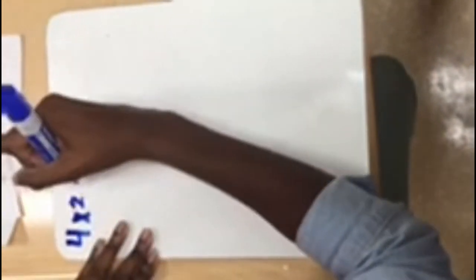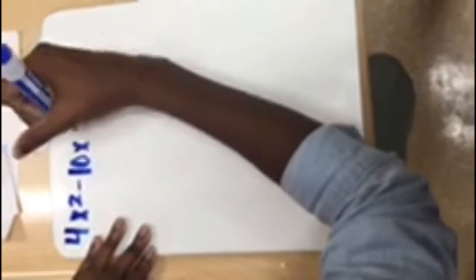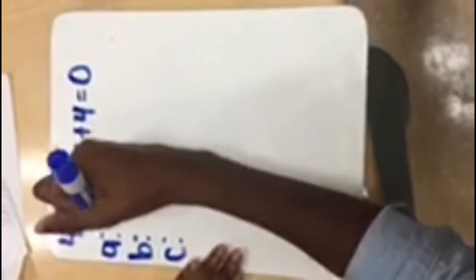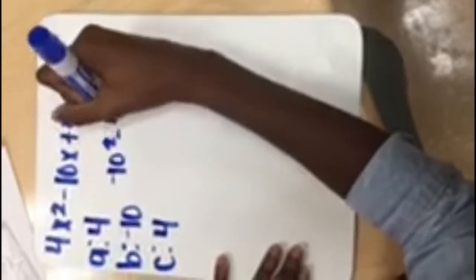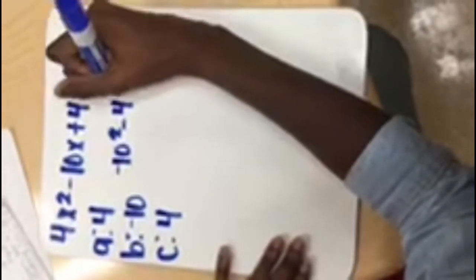Moving on to our average problem, which is 4x squared minus 10x plus 4 equals 0. This is finding your A, your B, and your C. A is 4, B is negative 10, C is positive 4. B squared, since B is negative 10, it will be negative 10 squared minus 4A, where A will be 4, times C, which will also be 4.